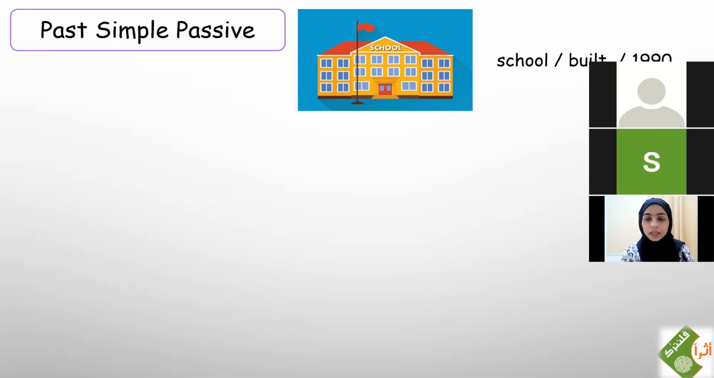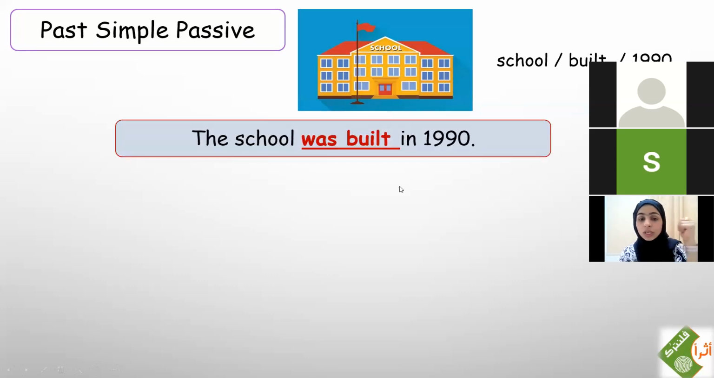Yes, Abrar. The school built in 1990 by engineering. Yeah, very good. But it's not only one verb. The school was built. Very good, Abrar. Why do we have was? It's in the past because we have 1990. This is in the past. And why is it not were? Because the school is what? Singular, mufrad. Okay, the school was built.